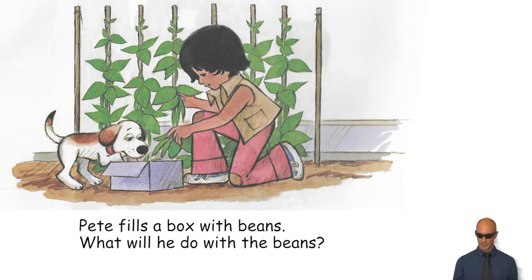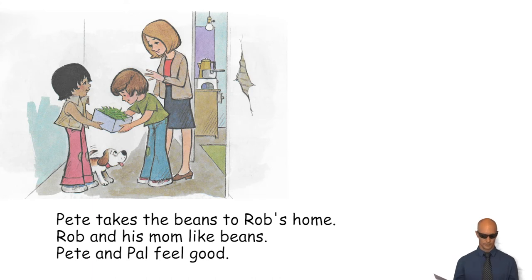Pete fills a box with beans. What will he do with the beans? Pete takes the beans to Rob's home. Rob and his mom like beans. Pete and Pal feel good.